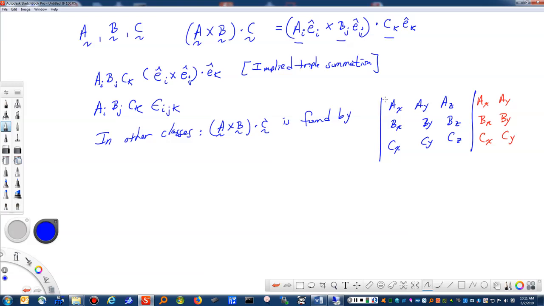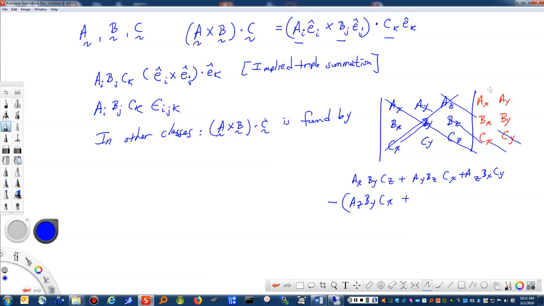Okay, so let's see if I remember how to do this. If I were to take this set coming down this way, and this set coming down this way, we can do this for a 3 by 3. And then this set coming down this way. And then we subtract all the other diagonals: a_z, b_y, c_x; a_x, b_z, c_y; and then a_y, b_x, c_z, and that would be the determinant of that matrix.